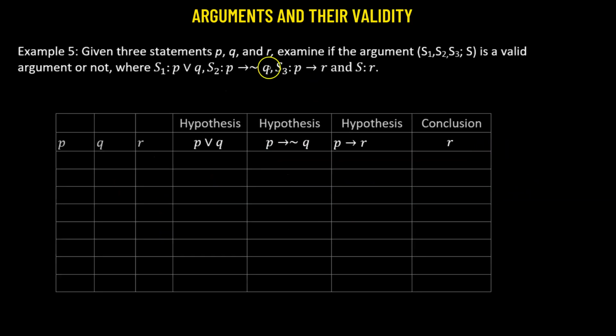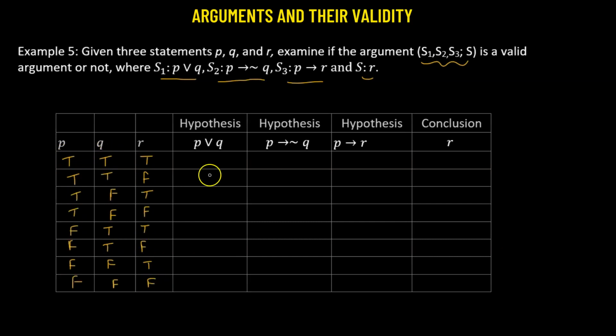So here we have three statements, P, Q, and R, and we have to examine if this particular argument is valid or not. So here we have three hypotheses. Hypothesis 1 is P or Q, the disjunction. Hypothesis 2 is a conditional statement, if P then not Q. And hypothesis 3 is the conditional statement, if P then R. And the conclusion is given by R. So let's begin by listing out all the truth values of P, Q, and R.